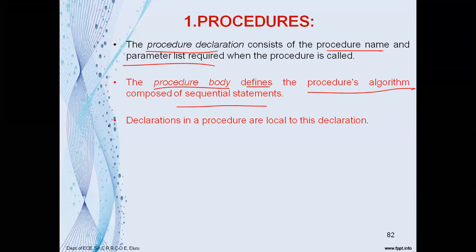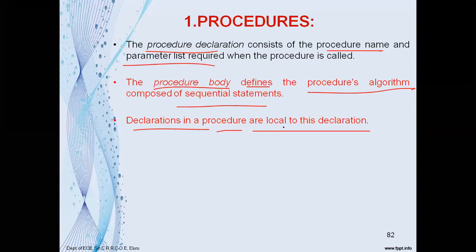And whatever the declarations we will declare in the procedure, they are only local to this declaration only, because the procedure can be used in some other design also. In multiple designs we use the procedures. Suppose if you have declared any signal or constant and variables, so they will be local to that local declaration only. They cannot be used outside of the procedure, but the functionality can be implemented in the multiple entities.